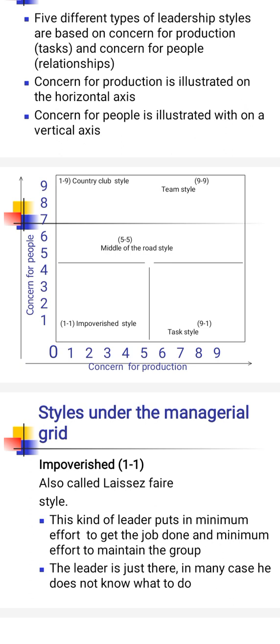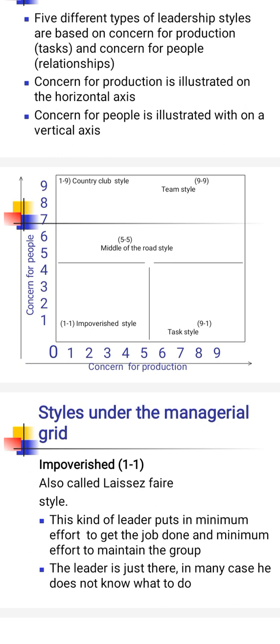Then we have the task style. It is 9-1, meaning that here the leader has much concern for production, but less concern for people. Then we have the country club style. Country club style is 1-9, meaning that a leader has low concern for production but high concern for people. Then we have the team style. The team style is 9-9, meaning a leader has much concern for production and also much concern for people.